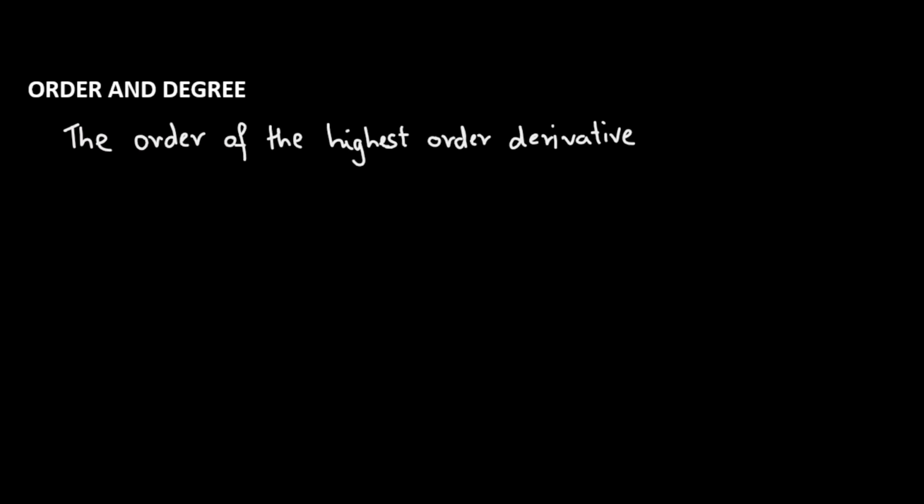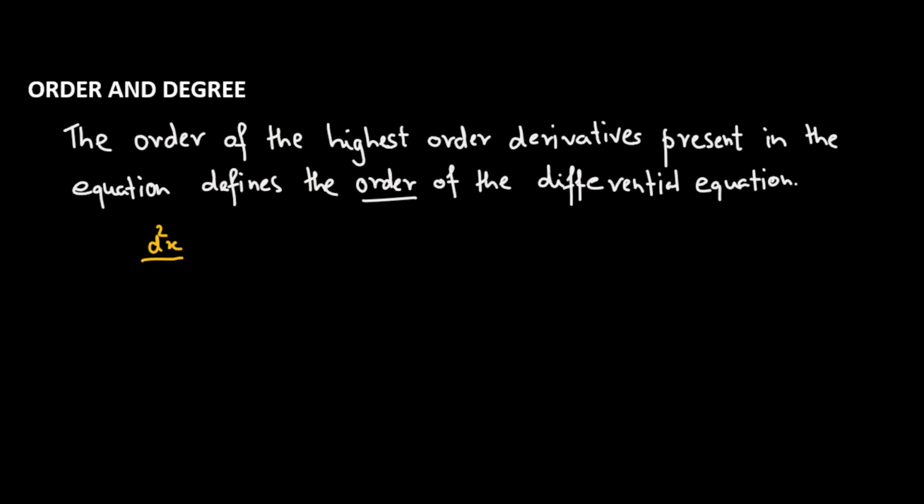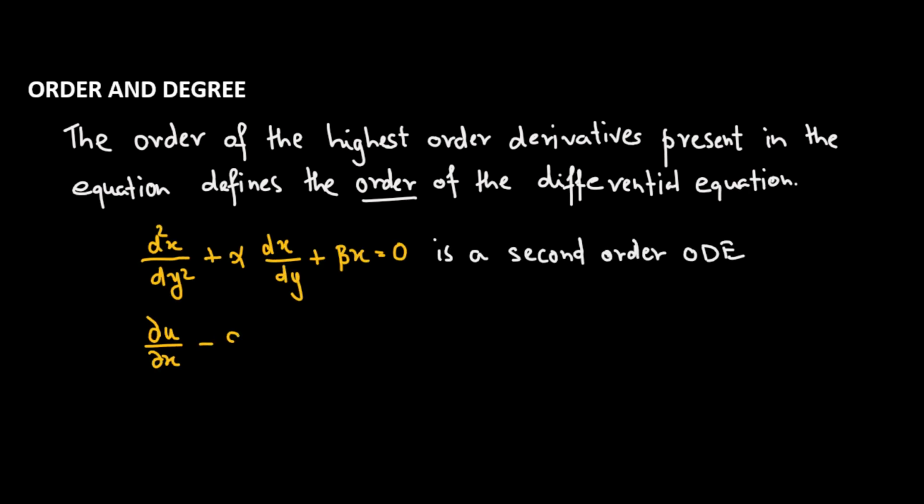Order and degree. The order of the highest order derivative present in the equation defines the order of the differential equation. This differential equation is a second order ordinary differential equation. This equation is a first order partial differential equation.